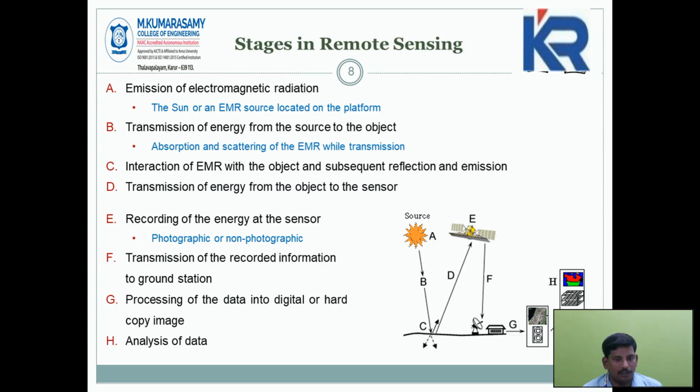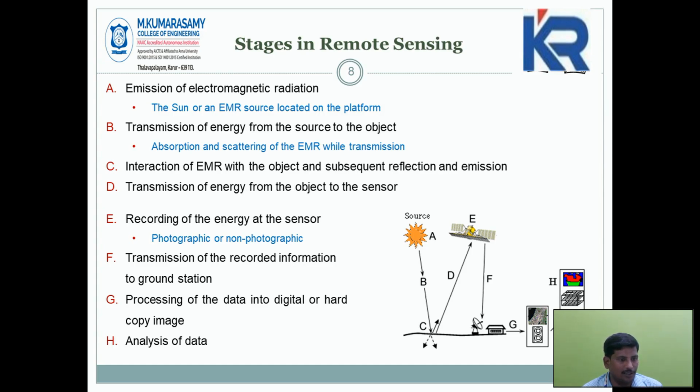The first one shown in the picture is A, the emission of electromagnetic radiation from the sun. Then B, transmission of energy from the source to the object, whether it is transmitted or reflected. Transmitted means it comes from the features underneath the ground surface. Once it is reflected, it reaches the sensors, and finally it reaches the ground platform through F. Then finally the data is analyzed.